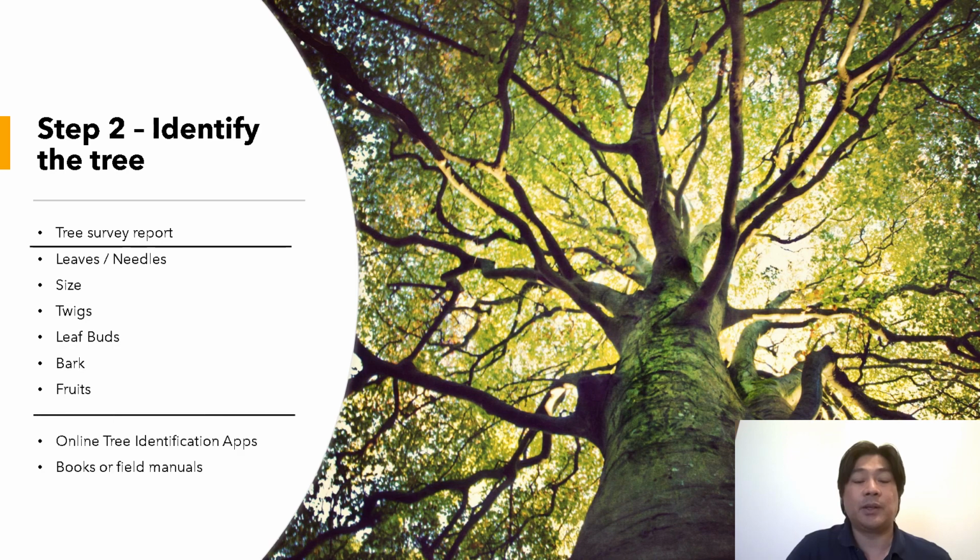The second step is to identify the trees that we want to analyze. If a tree survey is available, the tree parameters that we need can be found in the report. However, if a tree survey is not available, then we will have to gather the tree information, such as the features of the leaves or needles of the tree. This is where we take note of the size and form of the leaves or needles. We also need to measure the size of the trunk, the height of the tree, current height of the tree, and its location. On top of that, we also need the shape and form of its bark, fruits if available, or even the leaf buds.